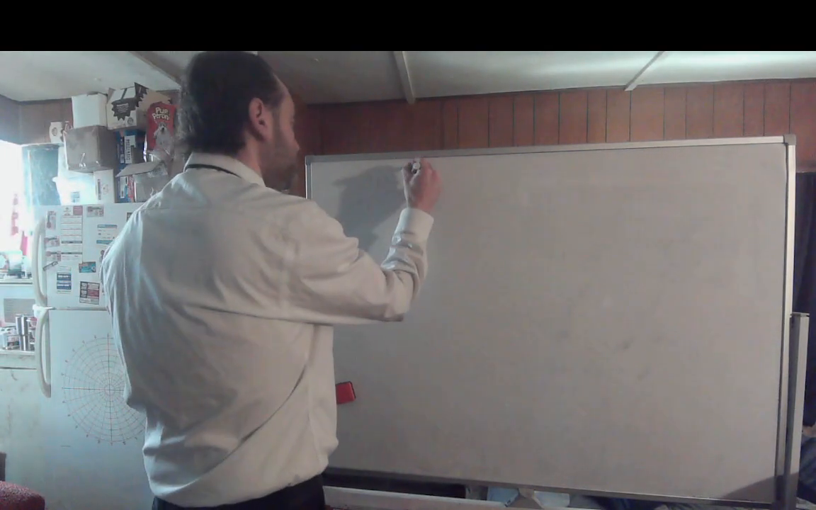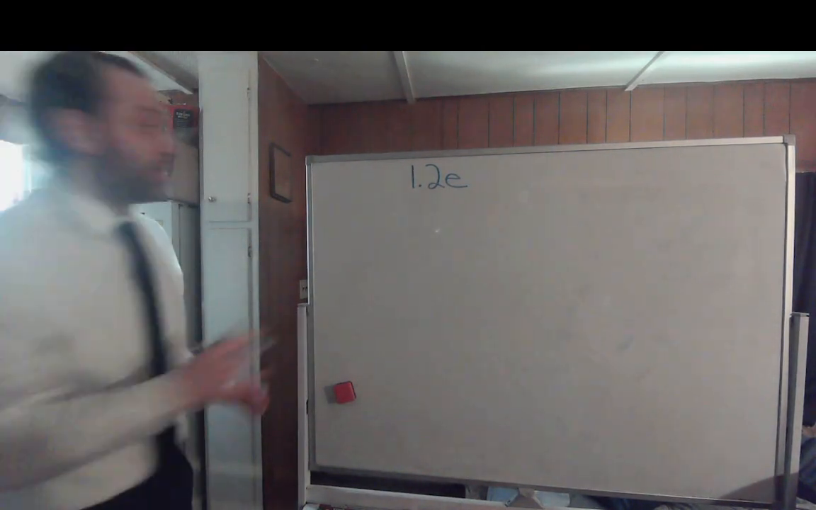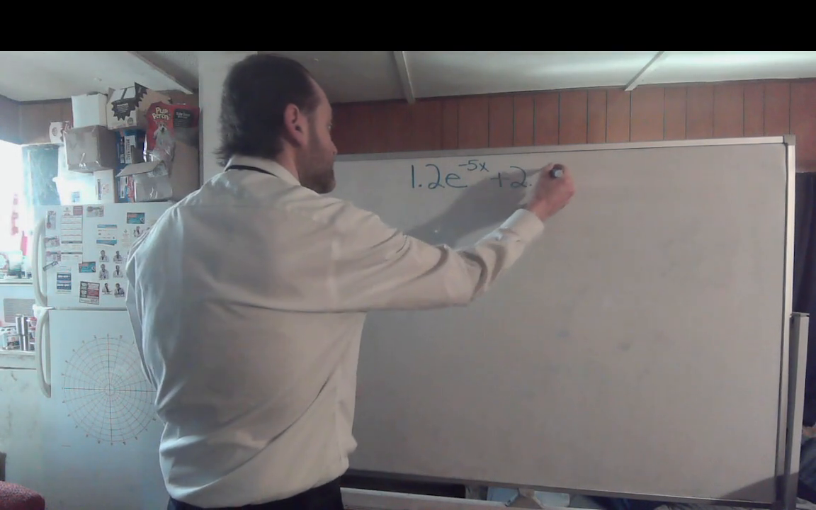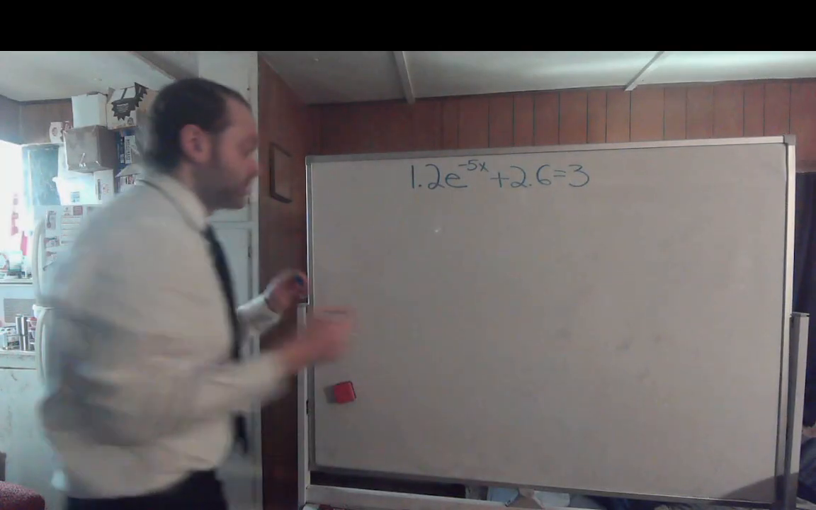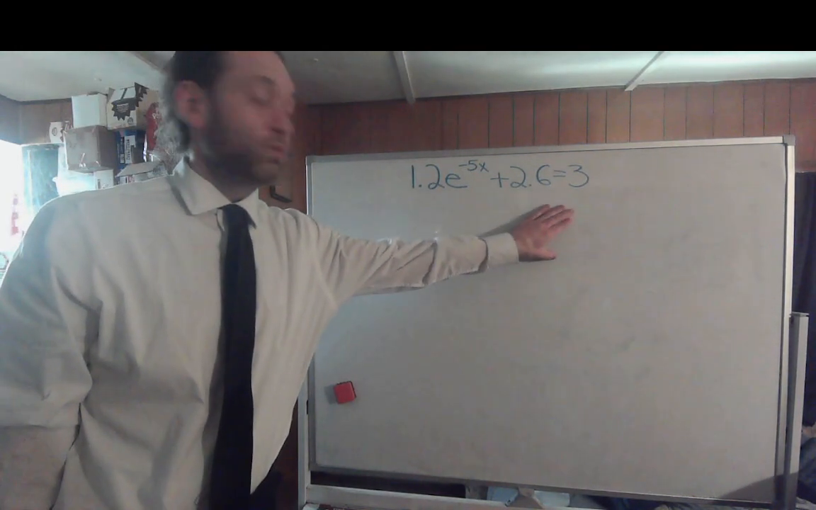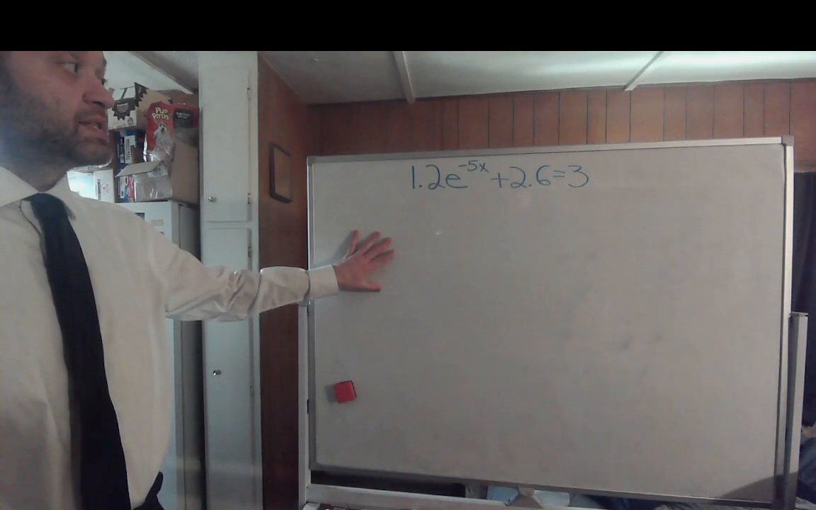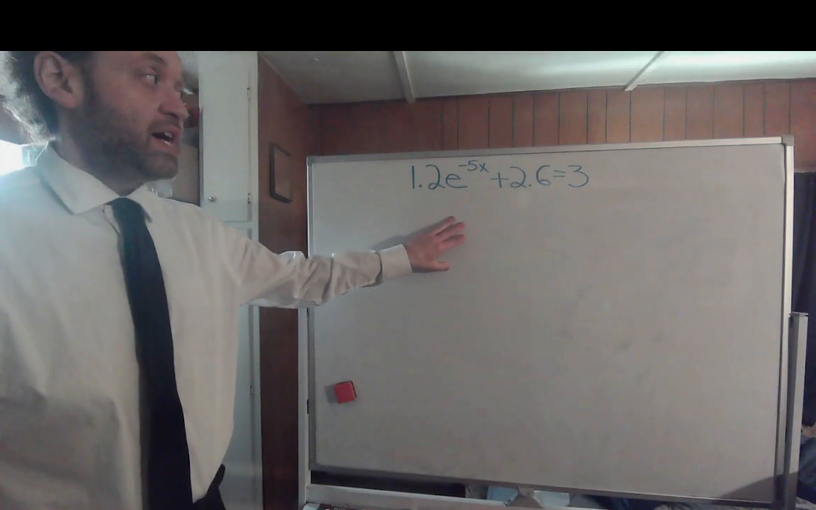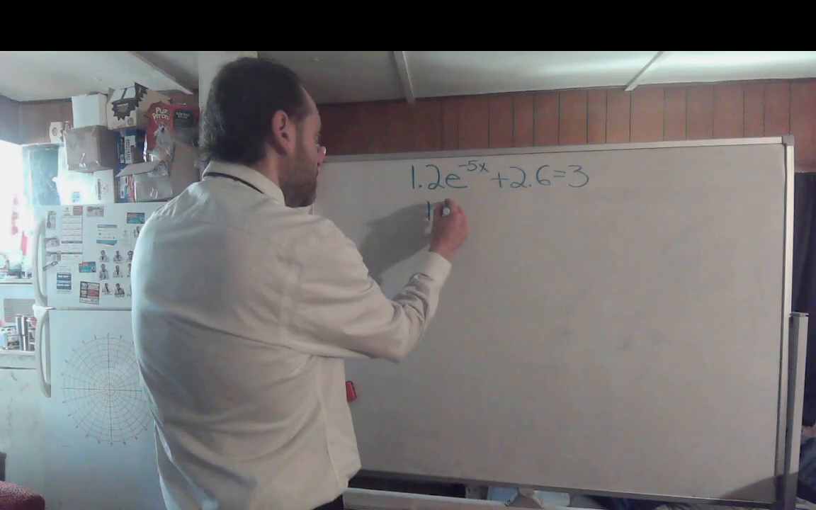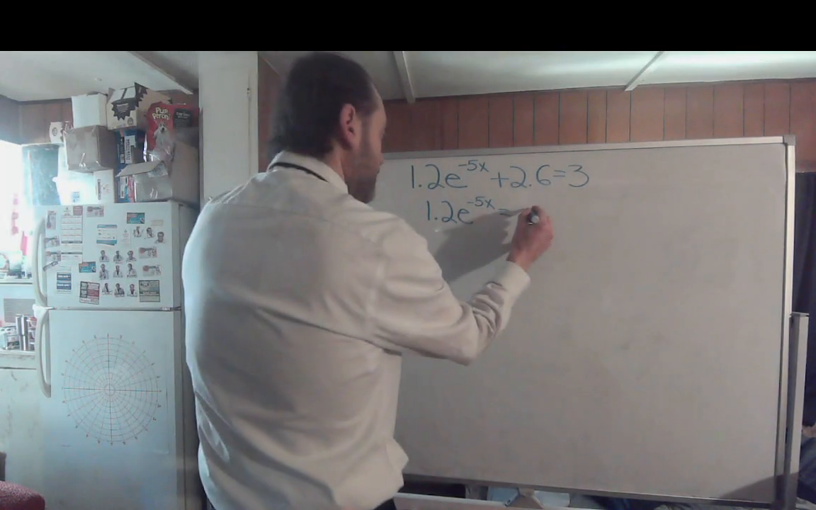Alright, we have 1.2 e to the negative 5x plus 2.6 is equal to 3. It's very important that we get that 1.2 e to the negative 5x by itself first. So subtract 2.6 from both sides, and you'll end up getting 1.2 e to the negative 5x would equal 0.4.